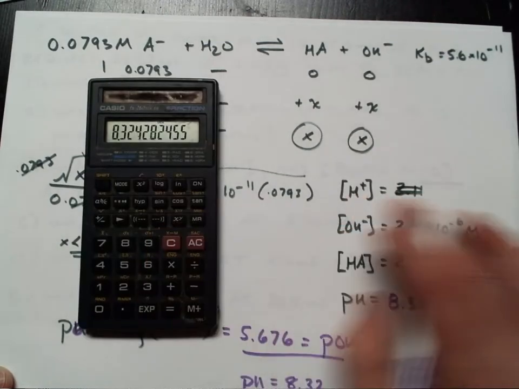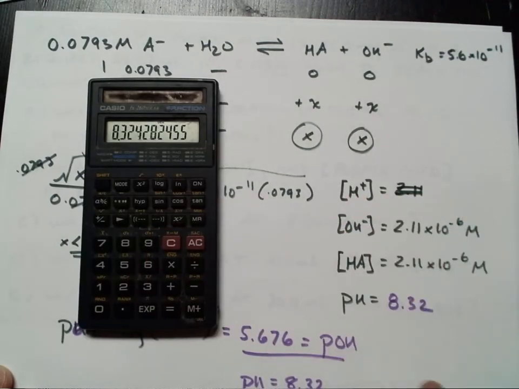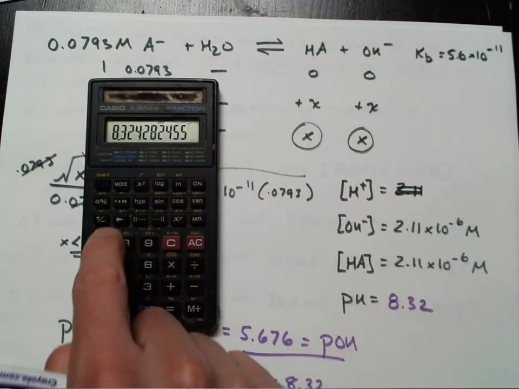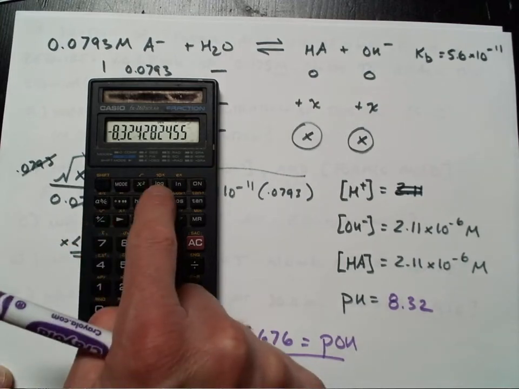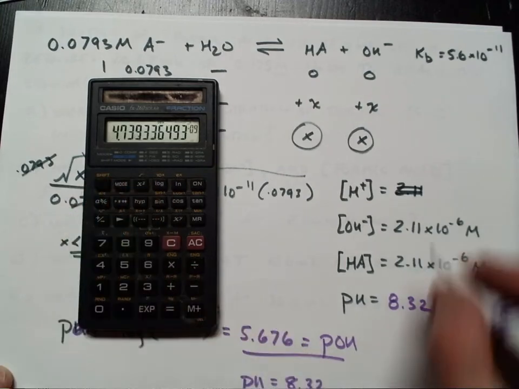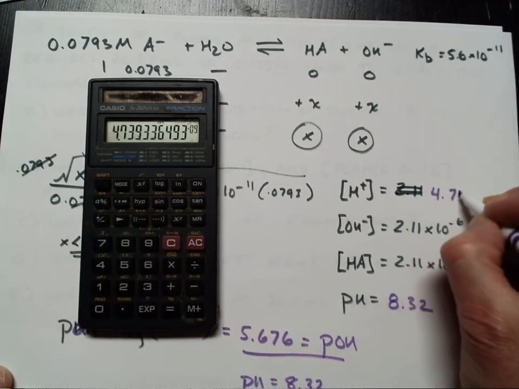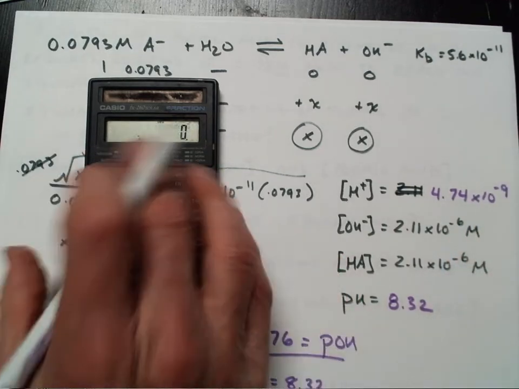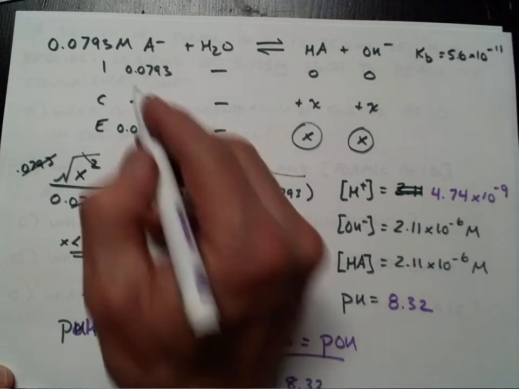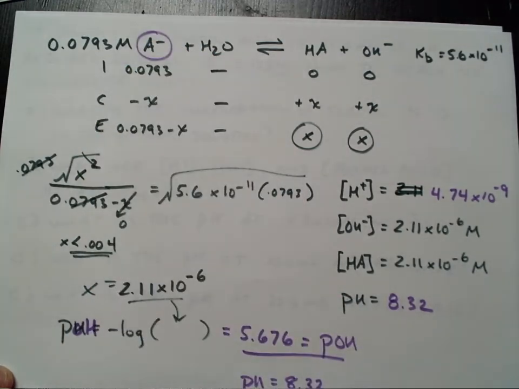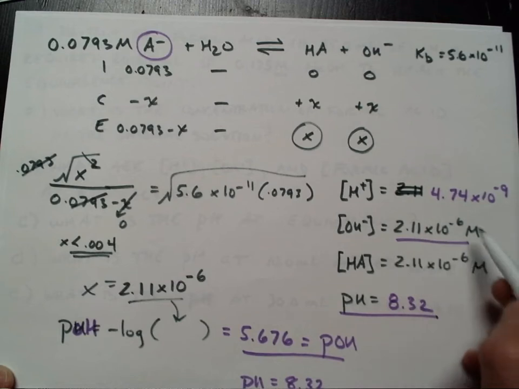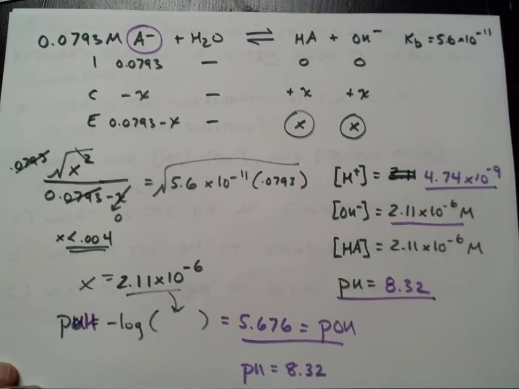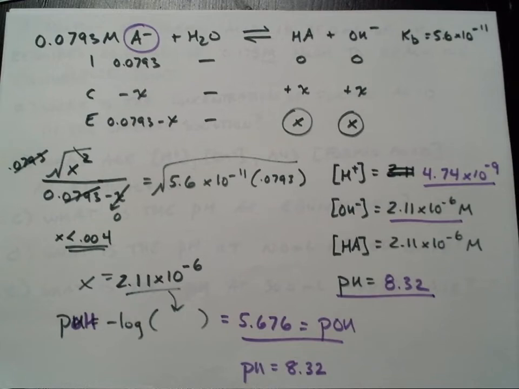And I still haven't found my proton concentration. Well, that's just going to be 10 to the minus pH. So let's see, I'm going to make that negative. I'm going to take 10 to the power of 4.74 times 10 to the negative 9. Let's see if everything makes sense. I've got a weak base that's present, and I've got a basic pH. I've got more hydroxide than I do H+. That makes sense. I think this problem is solved.